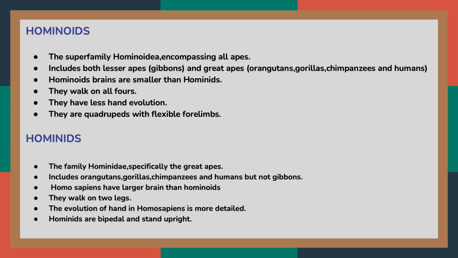Hominoids' brains are smaller than the hominids'. They walk on all four legs and they have less hand evolution. They were quadrupeds with flexible forelimbs.